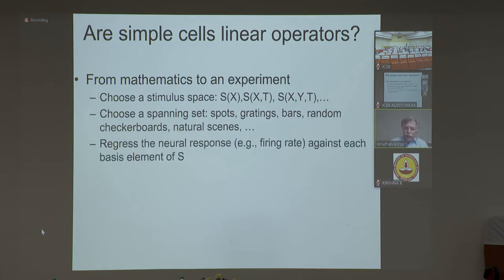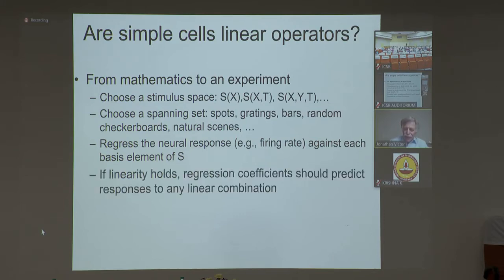Now you can record the responses to each of those basis elements. And we can use those responses as essentially the coefficients by which those basis vectors are weighted by the neuron. If this linear picture is correct, then you now have a measurement of how the neuron responds to every basis element in the space. So you should be able to predict how the cell responds to anything in the space.